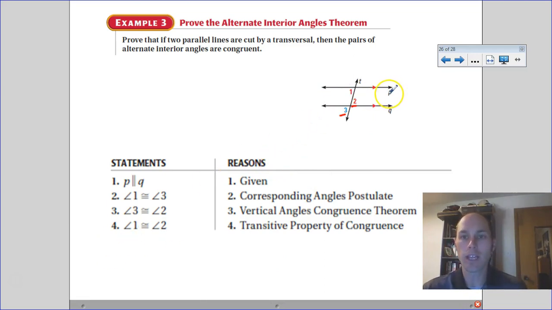So that brings us to the end of our lesson today. Hopefully you learned about what a transversal is and what the different angle pairs are, and especially what happens when we have parallel lines, what is true about these different types of angle pairs.